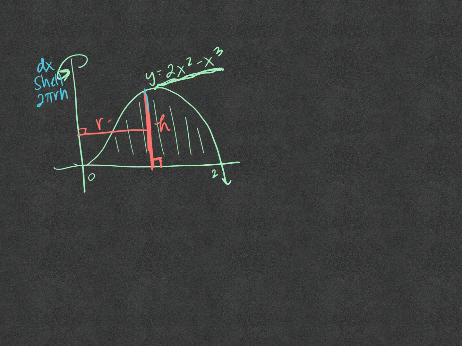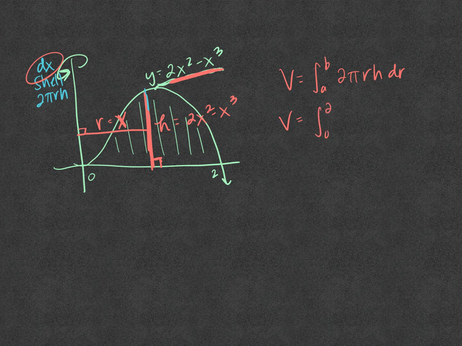Now the radius is easy right now because it is the letter x or the letter y. We are in terms of x over here in our function, therefore r is going to be x, and h is going to be the function 2x squared minus x to the third. So we're going to say volume equals the integral from a to b of 2 pi rh dr. Now I'm in terms of x, this dx over here on the far left, it reminds me of that. So my x bounds are 0 to 2.